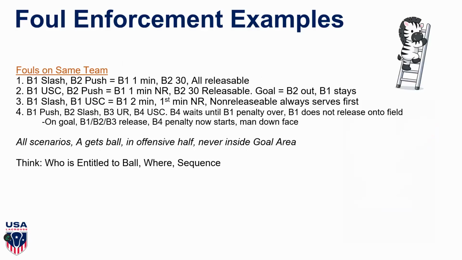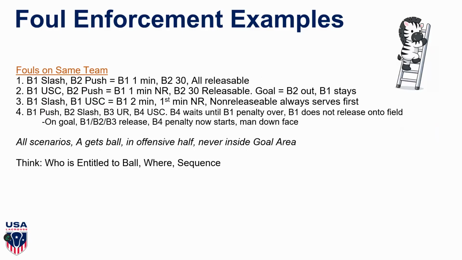So, this is the simple stuff. Fouls on the same team. So if B1, and we have B as the defense in all these examples, just like the rule book, B1 has a slash, B2 has a push. Doesn't matter where the ball is in this scenario. So we have 2 flags on the defense. B1 serves a minute, B2 serves 30. Both are run of the mill. We're all good. Everything's releasable.